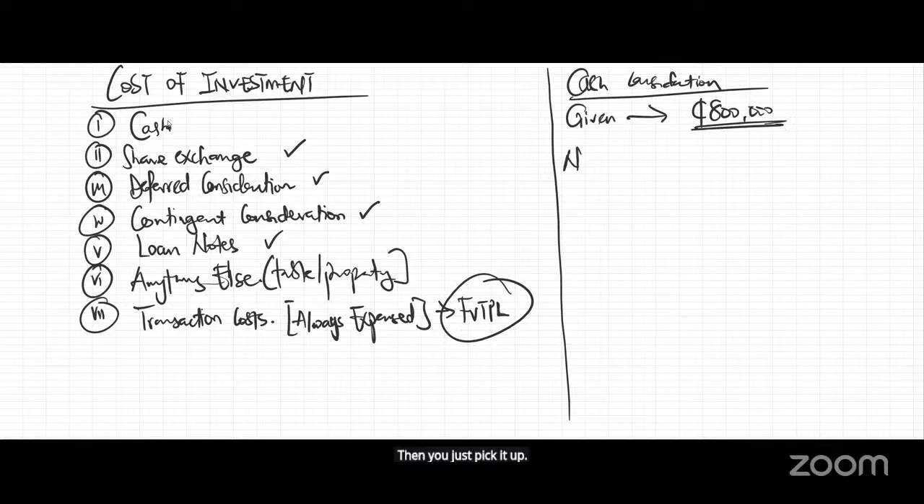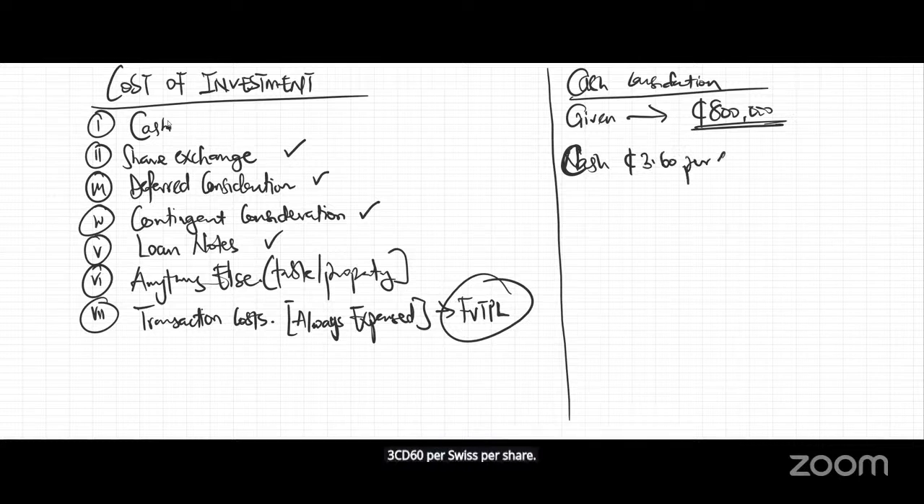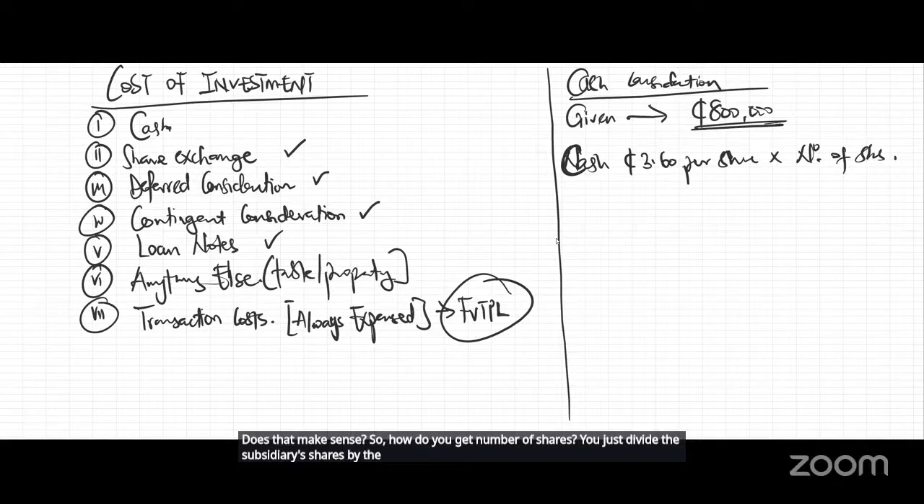Sometimes they'll give you the cash per share. They can say he paid cash of 3.60 per share. So you just multiply by the number of shares. Sometimes the number of shares will not be obvious, it is hidden in the scenario. Does that make sense? So how do you get the number of shares? You divide the subsidiary's shares by the par value of the shares and then multiply by the 3.6. So if I bought 80,000 shares, then the cash consideration becomes 3.6 by the 80,000 shares.